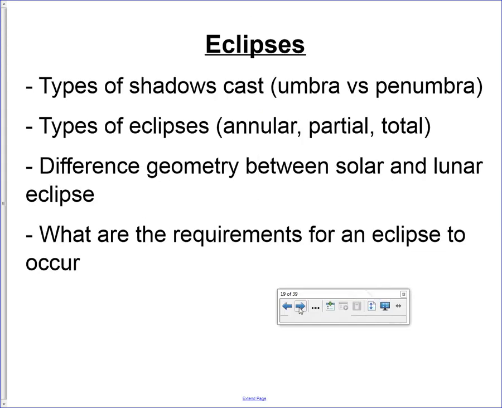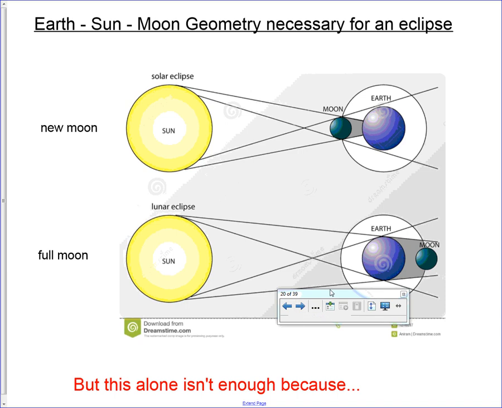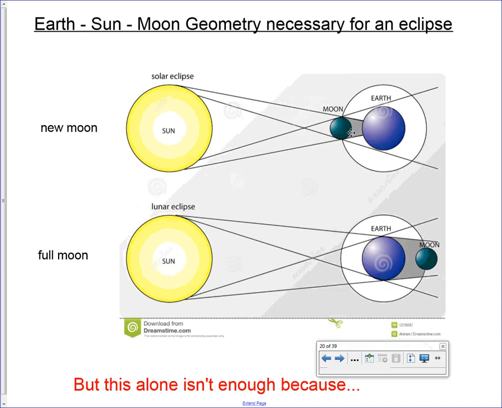Okay, eclipses. Here, the things you want to know are the types of shadows, umbra versus penumbra. You want to know the types of eclipses, annular, partial, total, the difference between a solar eclipse and a lunar eclipse, and what are the requirements for an eclipse to occur. So first, let's look at the actual geometry of how eclipses occur.